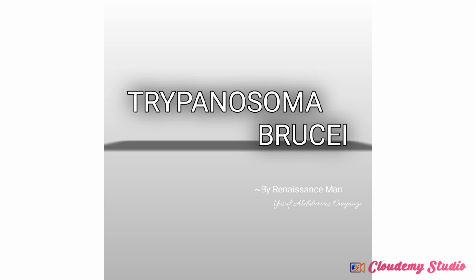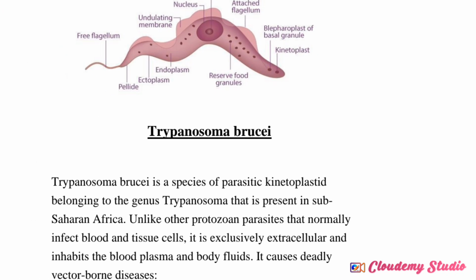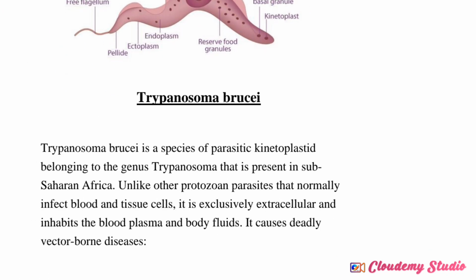Now, what is Trypanosoma brucei? Trypanosoma brucei is a species of parasitic kinetoplastid belonging to the genus Trypanosoma that is present in sub-Saharan Africa. This means you can mostly find Trypanosome species in sub-Saharan Africa, or let me say Africa generally, you understand, because they cause a disease known as African sleeping sickness. And they are named kinetoplastid because they have what? They have kinetoplast and kinetosome.